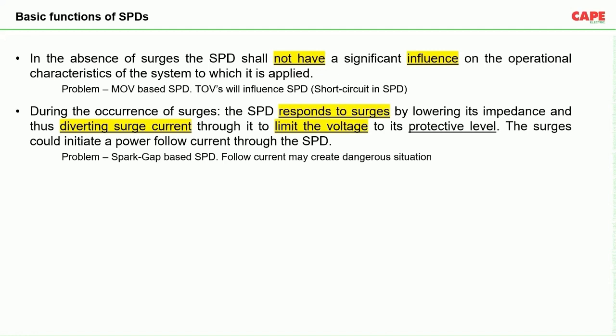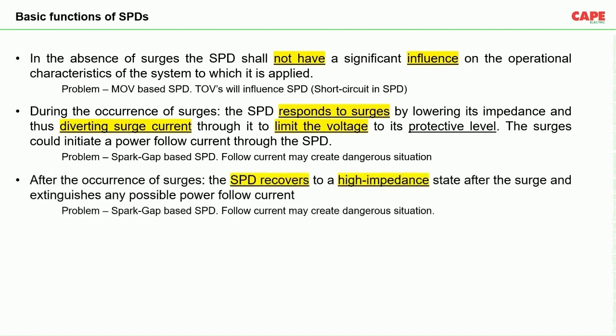First, it has to create an equipotential. It has to limit the voltage to its voltage protection level. Second, it has to divert the surge current to earth or source, wherever it is applicable. So it will do basically two purposes. One, creating the equipotential. Second, diverting the surge current. Now, in case of spark-gap based SPDs, there can be an issue of follow current, and that can create a very dangerous situation, that again we are going to discuss later.